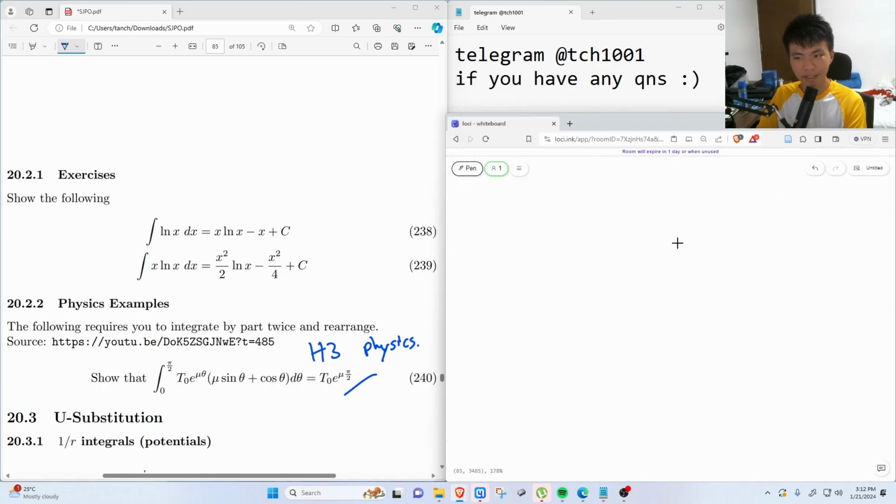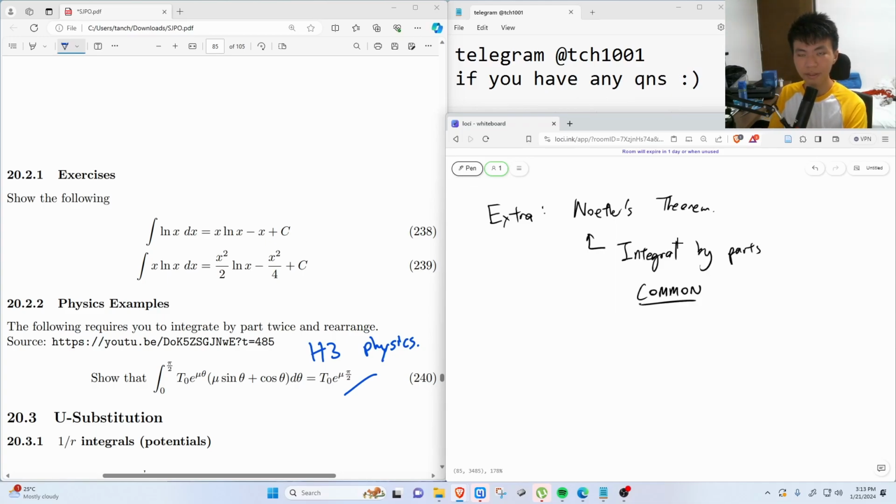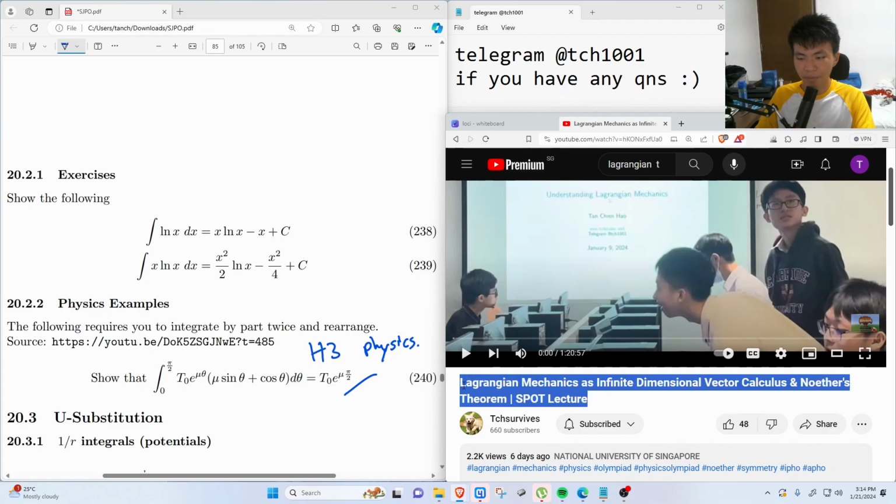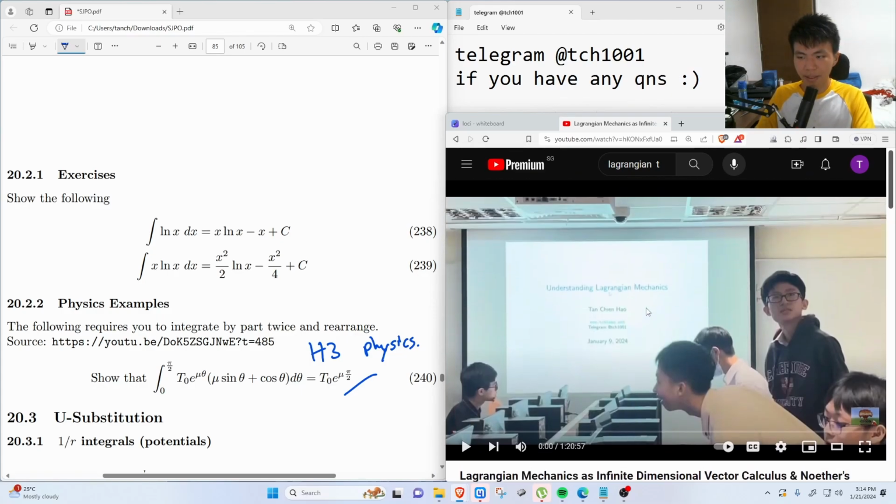Now, before I move on to the next section, I'd like to talk about something a little bit extra, which is Noether's theorem. Even though integral by parts isn't commonly used in calculations of exact physical systems, it's very, very prevalent in Noether's theorem. It's very commonly used in the derivation of conserved quantities. I shared some intuition and talked about Noether's theorem in this video over here. Lagrangian mechanics is an infinite dimensional vector calculus, right? And I'll talk about it in this lecture in greater detail.